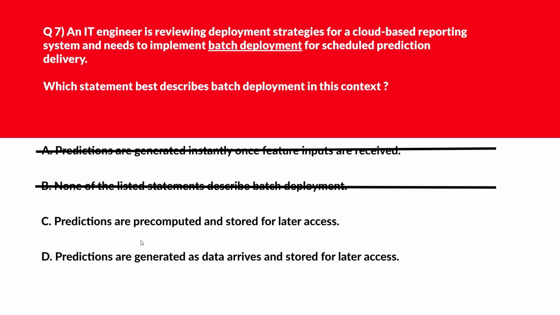Let's keep it. Option D says predictions are generated as data arrives and stored for later access. On arrival, prediction reflects streaming behavior, not scheduled batch execution. Wrong answer. We'll lock option C as the right answer.